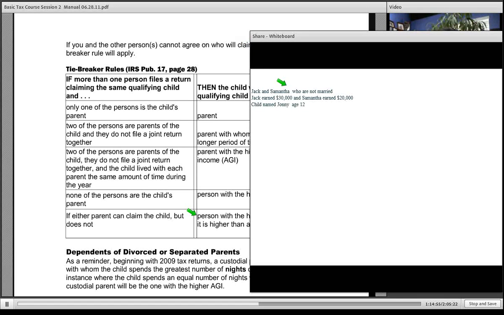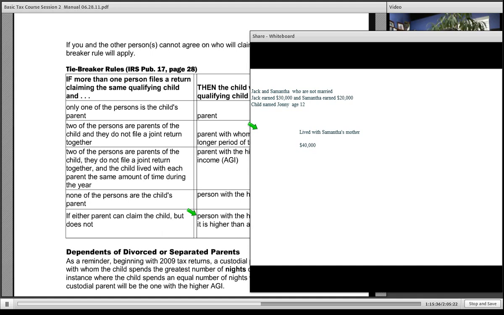So here we have Jack and Samantha, who are not married. Jack earned 30, Samantha earned 20. They have a child, Johnny, age 12. Let's just suppose that during the year, Jack and Samantha, who are not married, lived with Samantha's mother. Okay? And Samantha's mother earned $40,000. Now, under the rules for determining whether or not we have a qualifying child, Samantha's mother has a qualifying child. His name is Johnny. Under the tiebreaker rules, Johnny's exemption would go to Jack first because he is a parent who had the higher income.